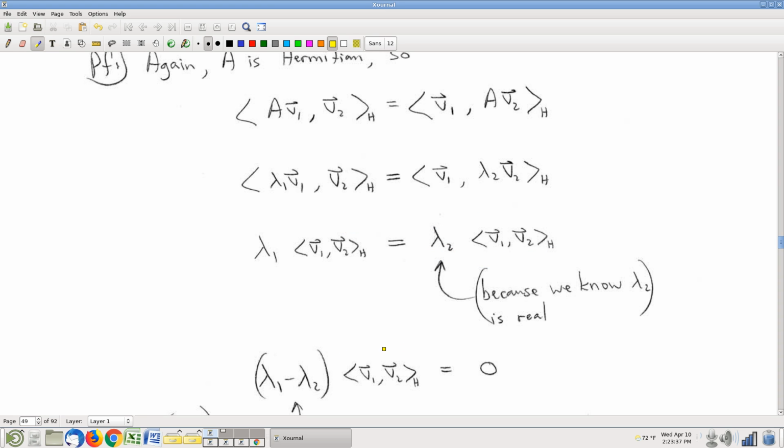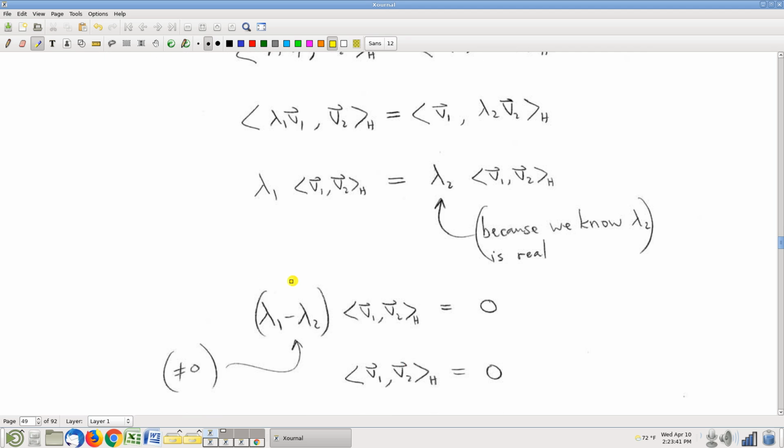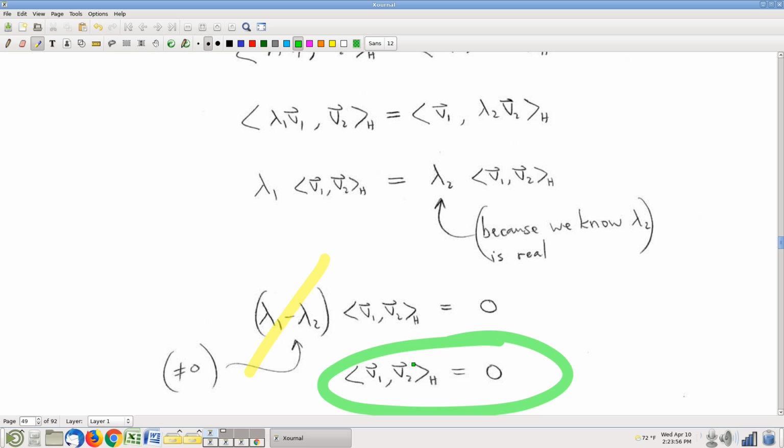It groups up like this. We know that this is not 0 because by assumption these are distinct eigenvalues. Because they are distinct eigenvalues, this is a non-zero factor that I can cancel off. And the nice punchline is, as desired, V1 and V2 are orthogonal. That just works. Very unexpected, but hard to argue with. Okay. All right.